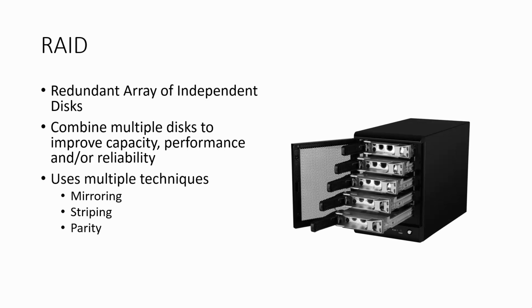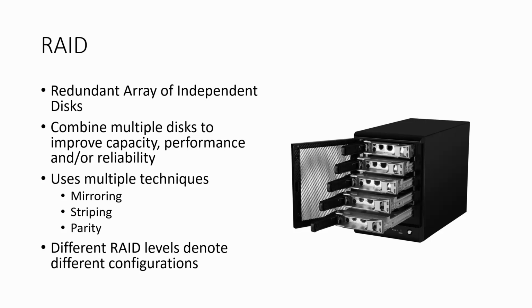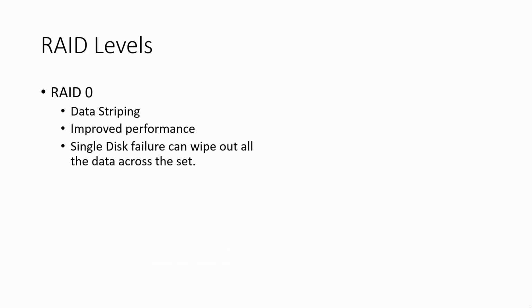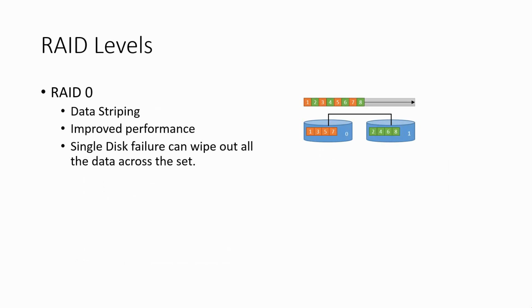Now, RAID can use multiple techniques such as mirroring, striping, and parity, and we'll look at each of the individual RAID schemes. Different RAID levels denote different configurations. So let's look at the first RAID level, which is RAID 0. This is simple data striping.